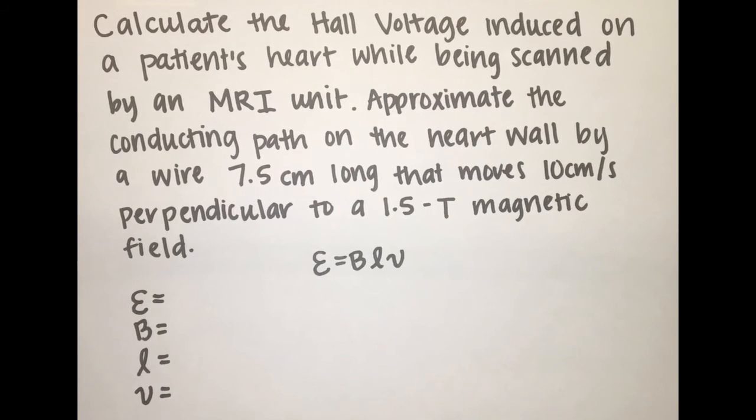Using this equation, we can calculate for Hall voltages, like in this problem, which says, calculate the Hall voltage induced on a patient's heart while being scanned by an MRI unit. Approximate the conducting path on the heart wall by a wire 7.5 centimeters long that moves at 10 centimeters per second perpendicular to a 1.5 Tesla magnetic field.